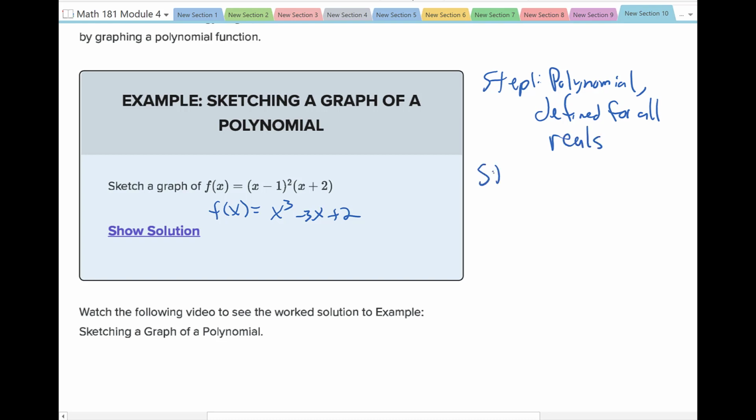Okay, let's see step 2. We're going to find the intercepts. So the y-intercept is where x is 0. So our f of 0 is 2. So the y-intercept is (0, 2). The x-intercept is where you set it equal to 0. It's at f of x equals 0. So x cubed minus 3x plus 2 equals 0.